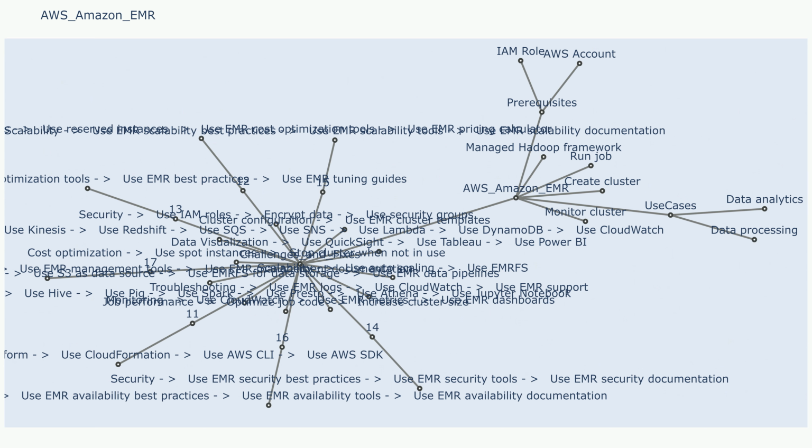Use DynamoDB for NoSQL database storage. Use CloudWatch for monitoring and logging. Use AWS Glue for data transformation and ETL. Use AWS Data Pipeline for automated data processing.